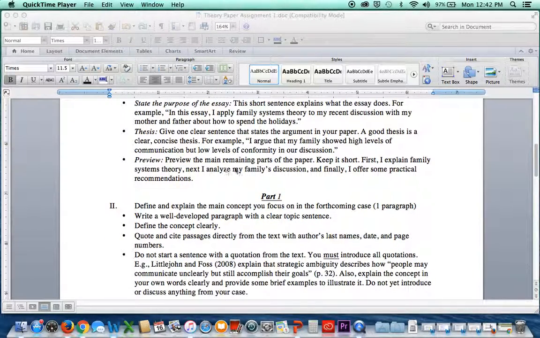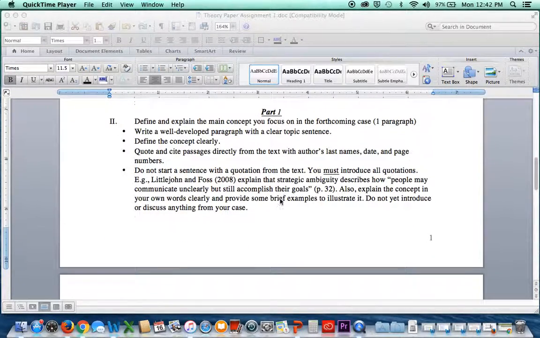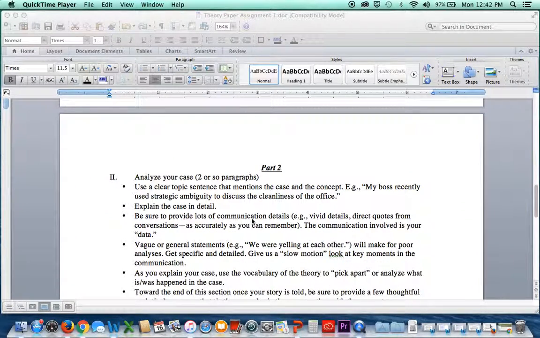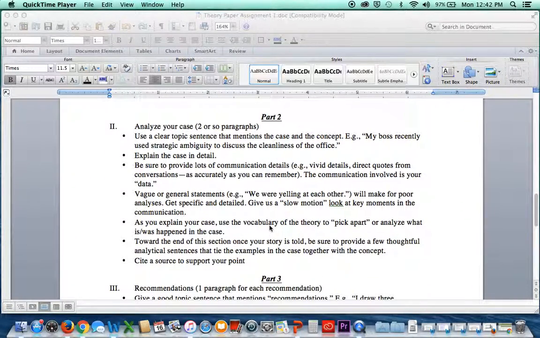So then you give a preview statement. The paper has 3 parts. Part 1 is where you define your concept from the book. You give good, clear definitions, explanations, a nice, well-rounded paragraph, just 1 paragraph there. Cite everything properly. Part 2 is where you explain your case, your situation.